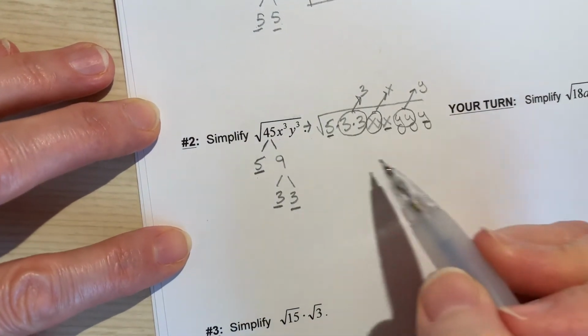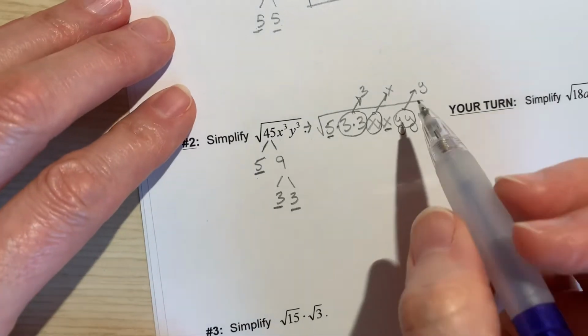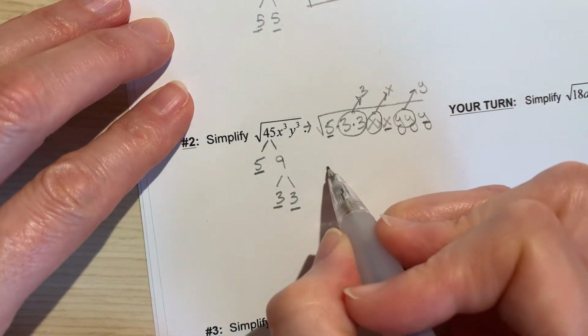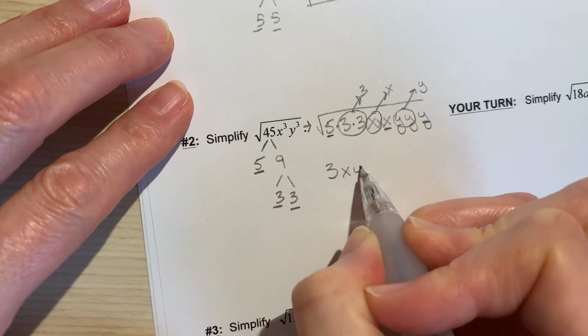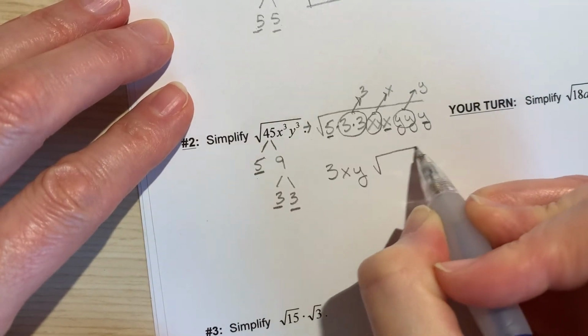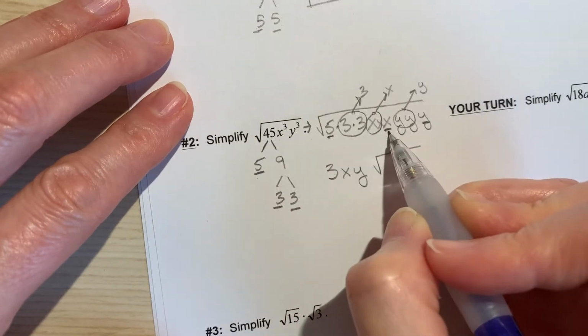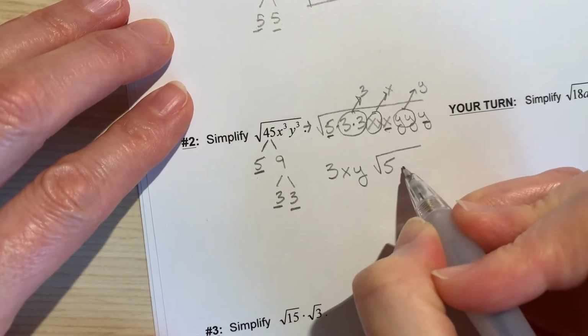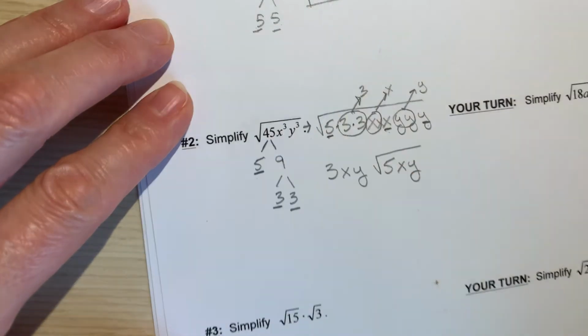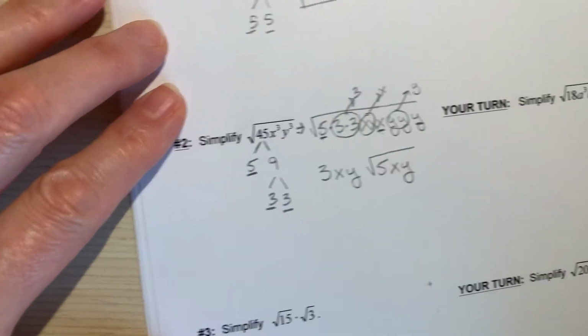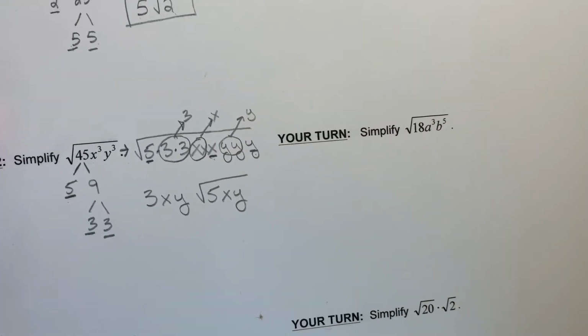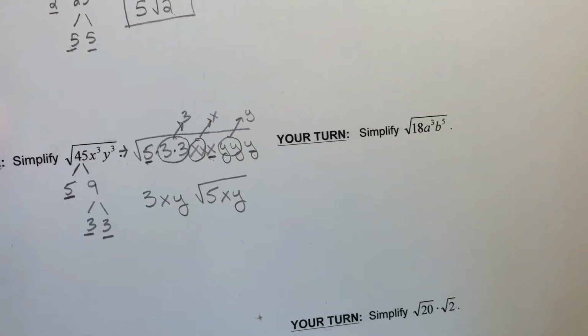So you can see if you do all these strategies, this ends up being really simple. What's on the outside? 3 times x times y. What's left on the inside? Anything that's not circled. 5 times x times y. There we go. Here is one for you to try.